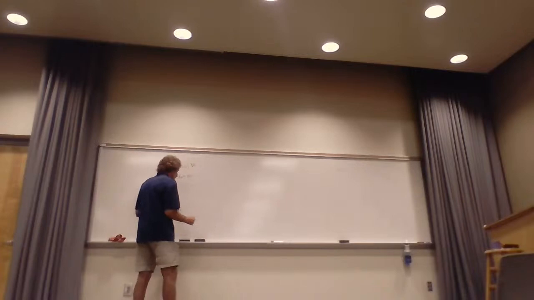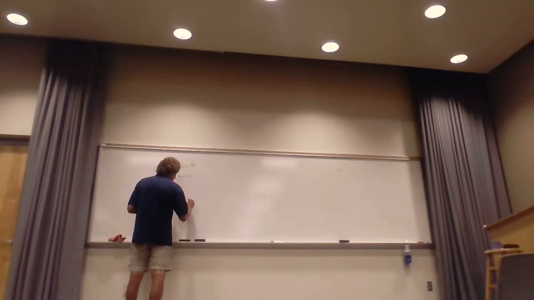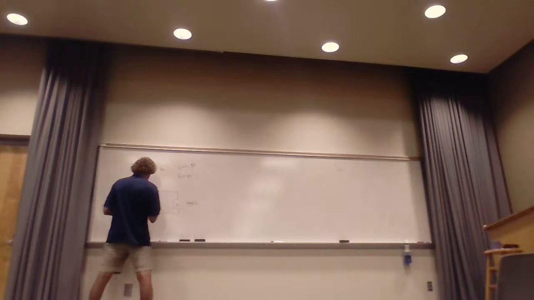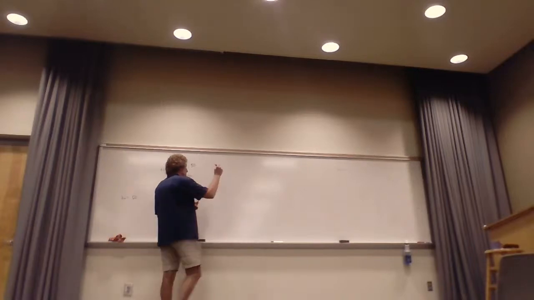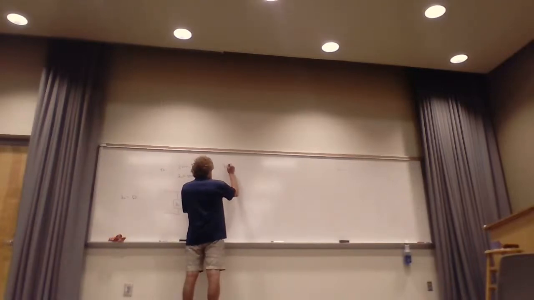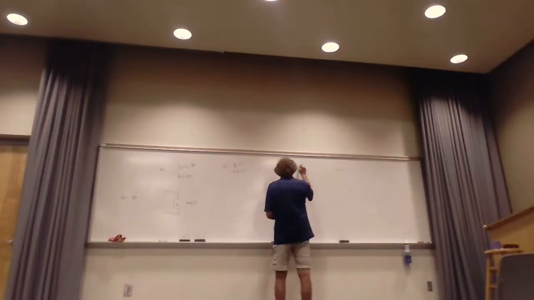All right. I have my ZL here, which is 20 plus j50. The characteristic impedance of this line is equal to 50. Therefore, the normalized impedance is equal to 2/5 plus j1, or 0.4 plus j1. Now, you have a Smith chart.